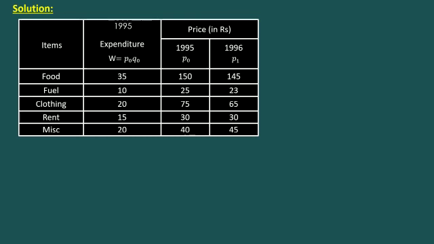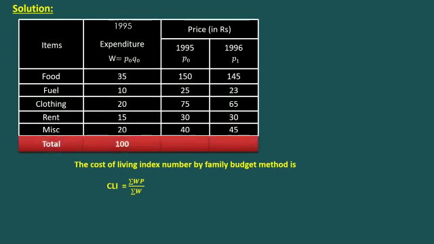In this question, we are asked to find the cost of living index number using family budget method. The formula used is CLI is equal to summation WP divided by summation W. Now, we need to find the values of summation WP and summation W. First, let us compute summation W. By adding all the values of the expenditure column, we get summation W as 100.